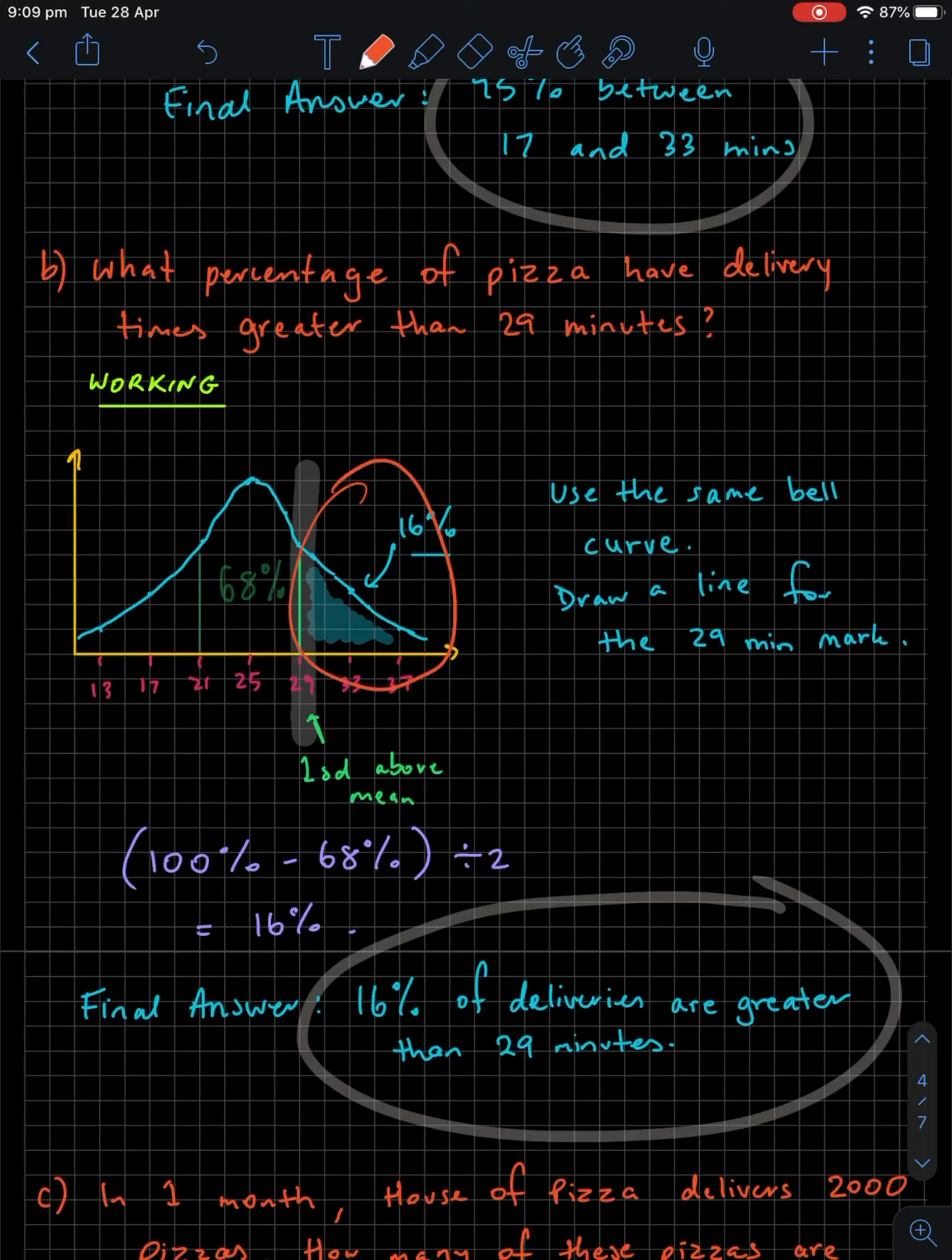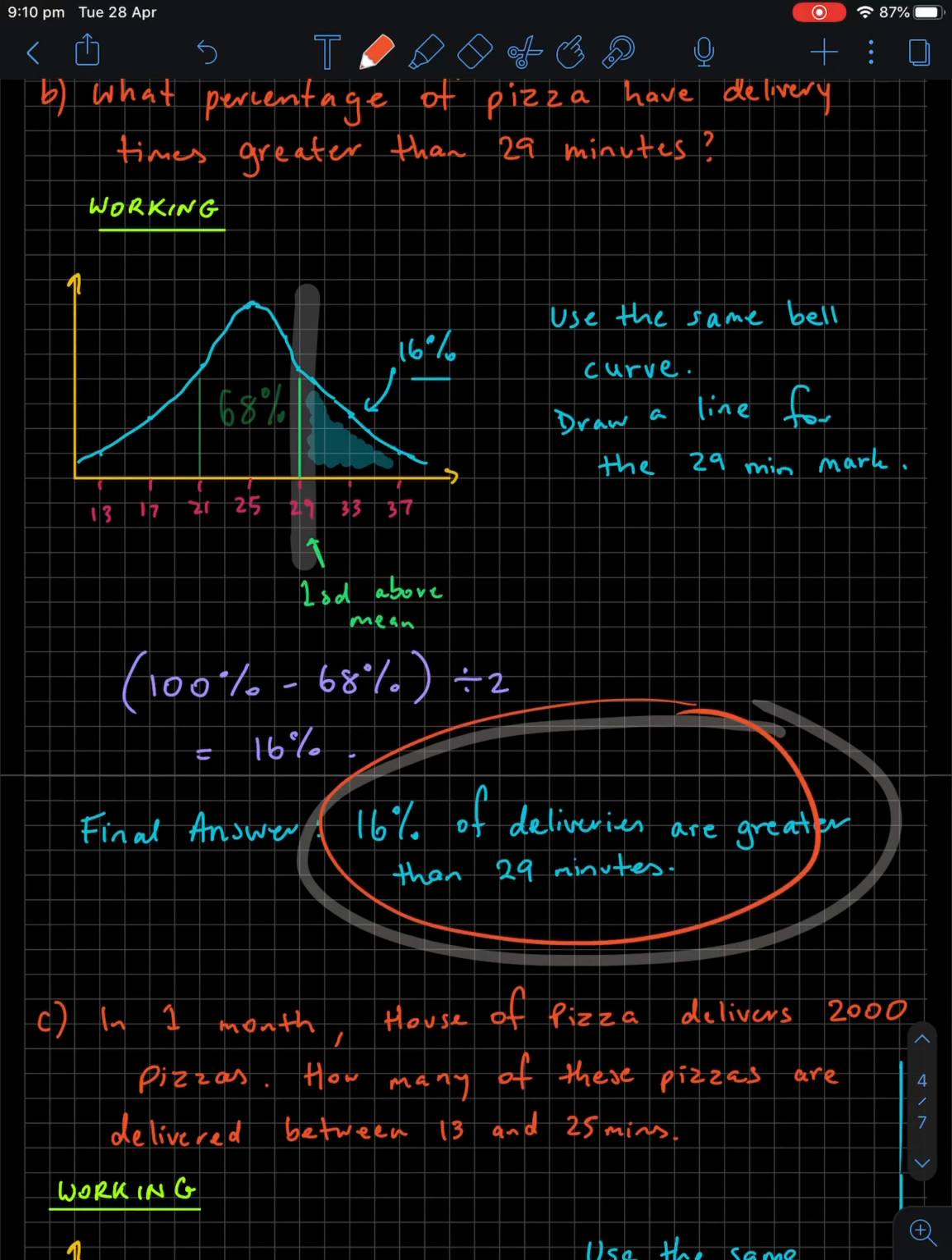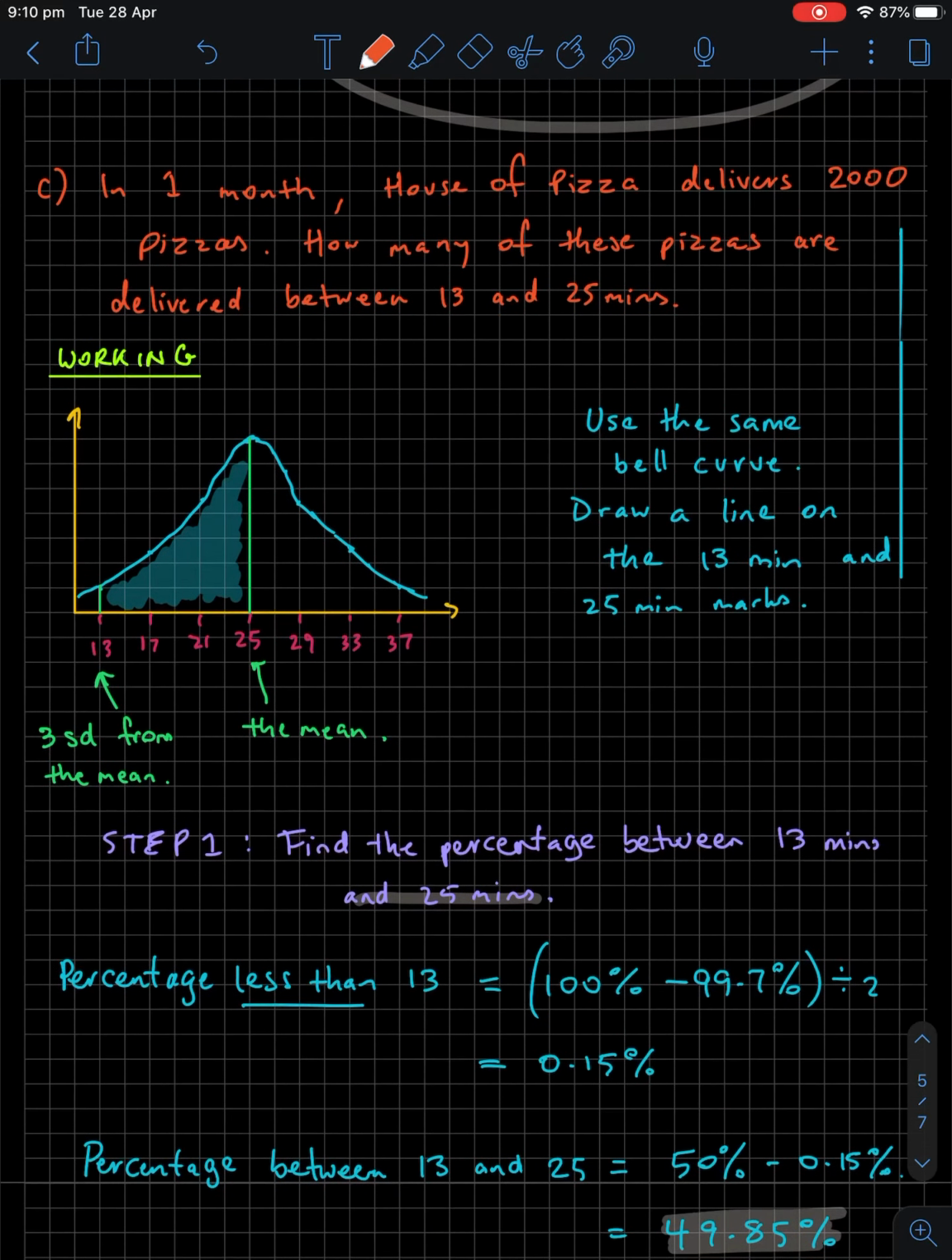And if we remember how to figure out these sections on the end, we can take 100%, take away the 68% to be left with just these end parts, and then divide that by 2 to be left with just one, and then we get 16%. So that suggests that only 16% of deliveries are going to be longer than 29 minutes. That is going to be your final answer because we're just after the percentage.